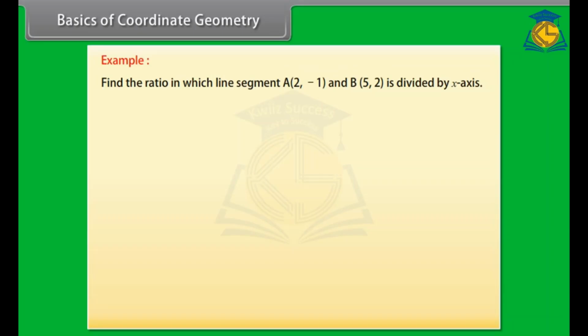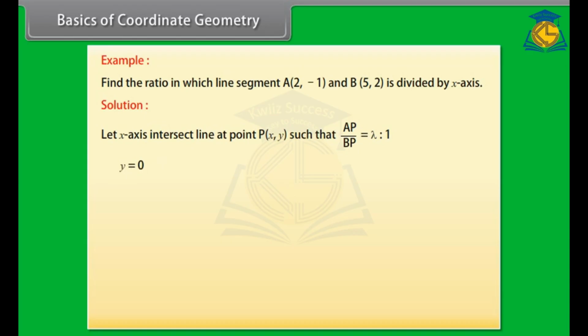Example. Find the ratio in which line segment A(2, -1) and B(5, 2) is divided by x-axis. Solution. Let x-axis intersect the line at point P(x, y) such that AP by BP is equal to lambda is to 1, y is equal to 0.